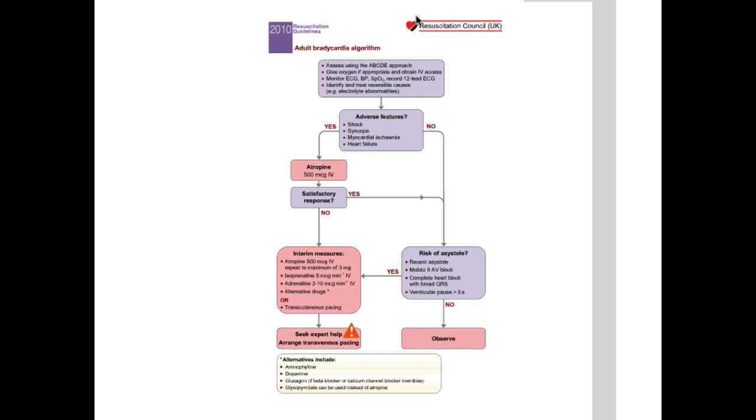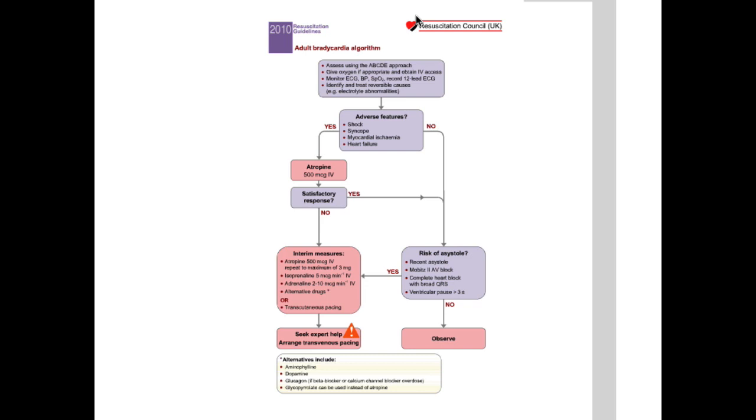So let's go back to the thing that looked scary. Still looks a little bit scary. You probably can't see it too well, but I want to just review the principles. So patient comes in, patient-centered approach. You always resuscitate the patient. That's very important. If they don't need to be resuscitated, you then think about, oh, they've got an arrhythmia. Do they have any adverse signs? Those are shock, syncope, myocardial ischemia, and heart failure.